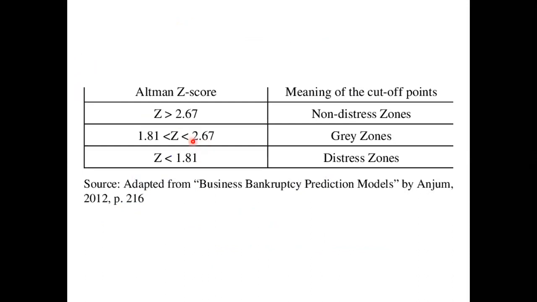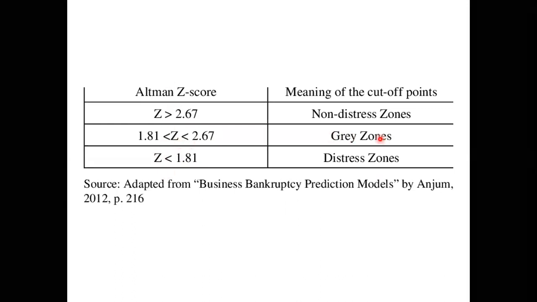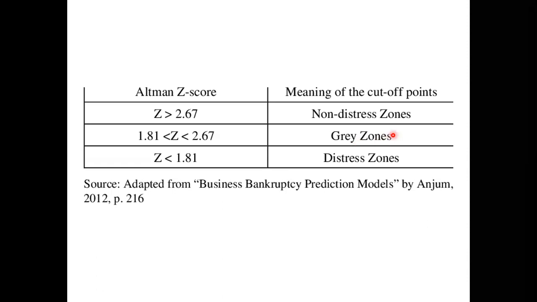If Z is more than 2.67, it is the non-distress zone, which means no credit risk. And if the Z-score is less than 1.81, the firm is under risk. If the value is between these two values, it is a gray zone. It gives a warning, a red signal. It's a warning in between.